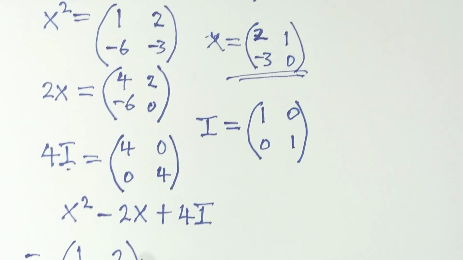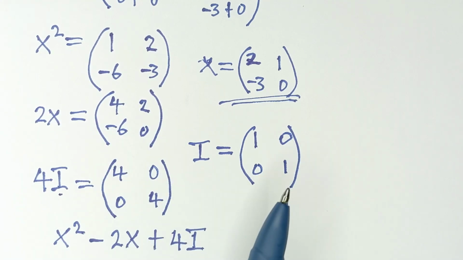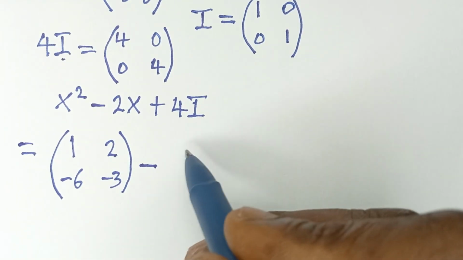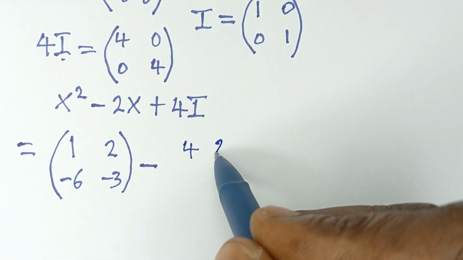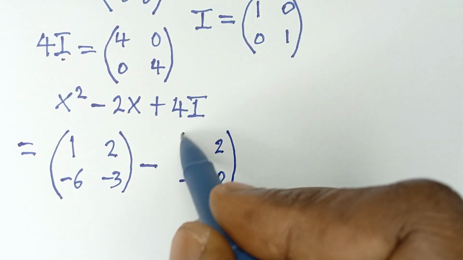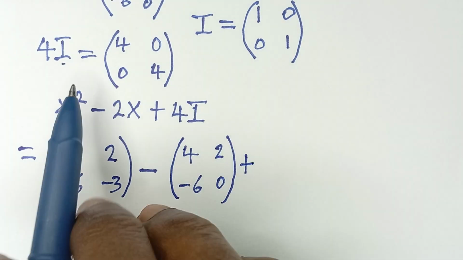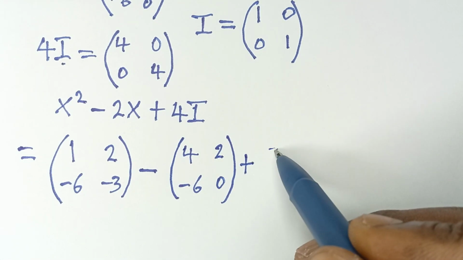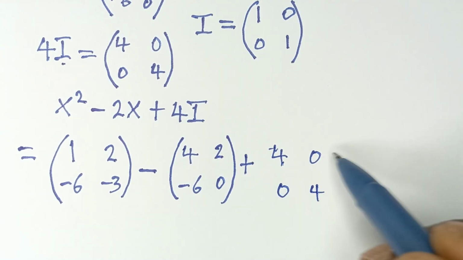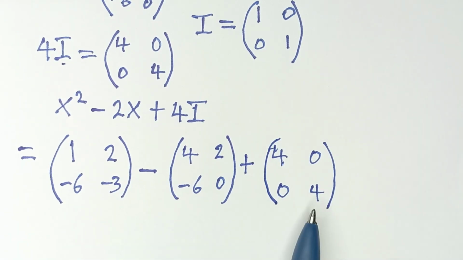This is the value for 2x here. See it here. This is 2x, which is 4, 2, negative 6 and 0. So I'm going to write it down there. So 4, 2, negative 6 and 0. So this is the value of 2x. And then finally plus 4i. We already have our 4i here, and that is 4 0 and then 0 4. So that is it. That is the evaluation that we have to do here.